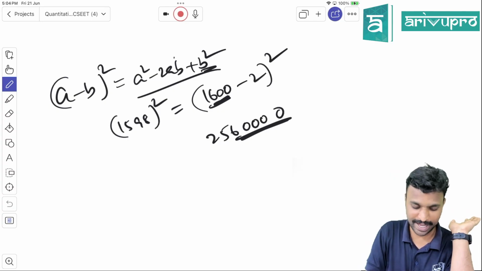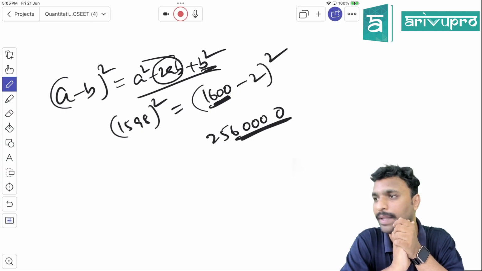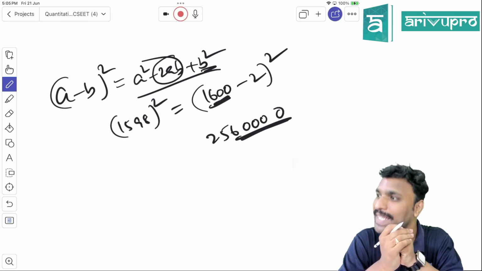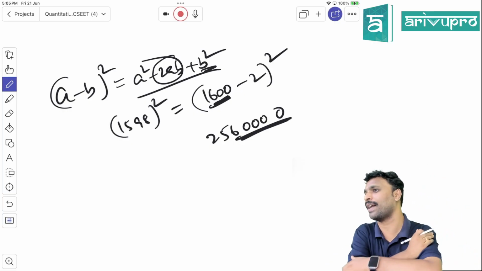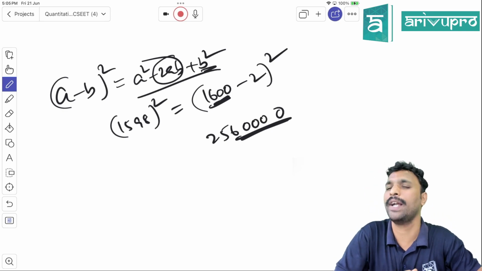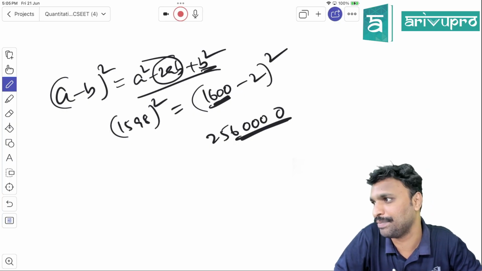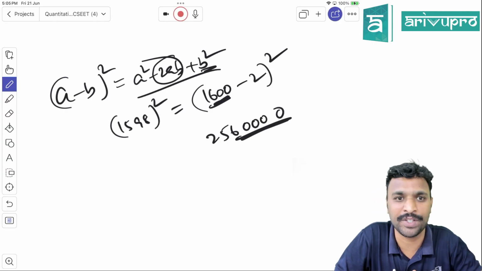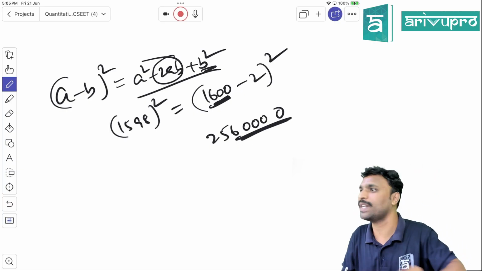But something has to be subtracted. 2ab has to be subtracted. What is a? b is what? 2. a into b is 3,200, into 2 is 6,400. Now tell me, 60,000 minus 6,400, how much? First of all, in 10,000, 6,400 means what? 3,600. Now 50,000 extra is there, so 53,600. 60,000 minus 6,400 gives 53,600.